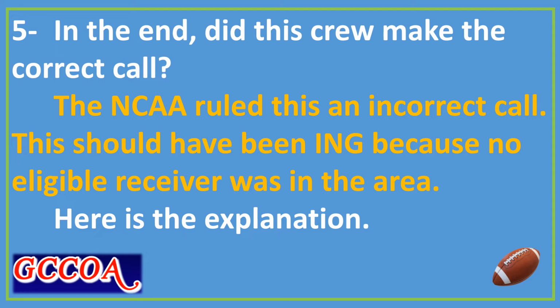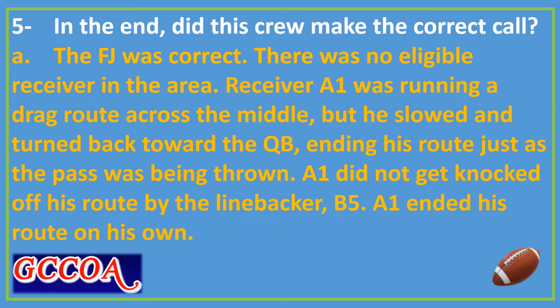Let's look at the explanation. A, the field judge was correct. There was no eligible receiver in the area. Receiver A1 was running a drag route across the middle, but he slowed and turned back toward the quarterback, ending his route just as the pass was being thrown. A1 did not get knocked off his route by the linebacker, B5. A1 ended his route on his own.